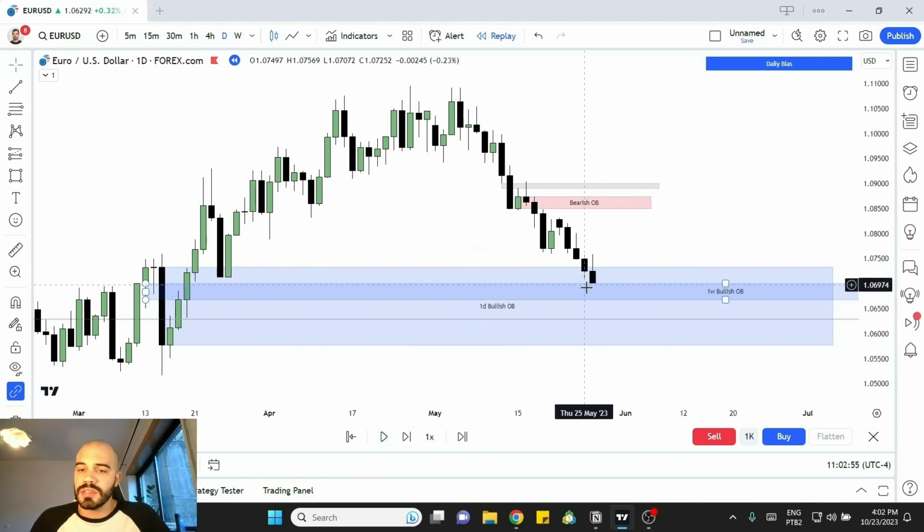Okay, so we got into the order block. We had a consecutive down closing candles sequence right here, and now we can expect some bullishness in price. So I'm actually expecting that the next day is very likely to be bullish.